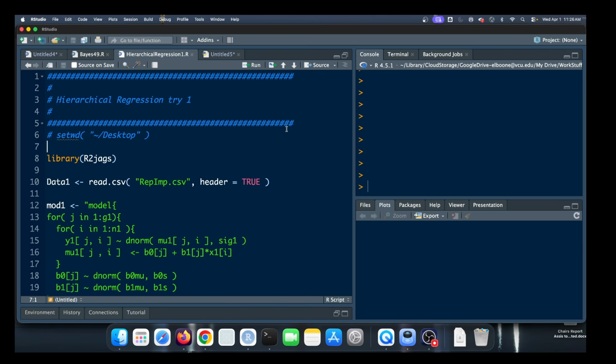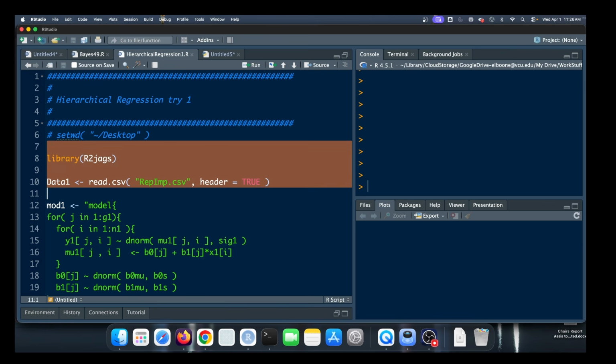All right, so we're going to write in our library, R to JAGS, and we're going to read in our data here, which is repimp.csv, and it is available on Canvas, and I should make it available on a GitHub somewhere. So there should be a link in the description to where you can get this. So I'm going to run it.